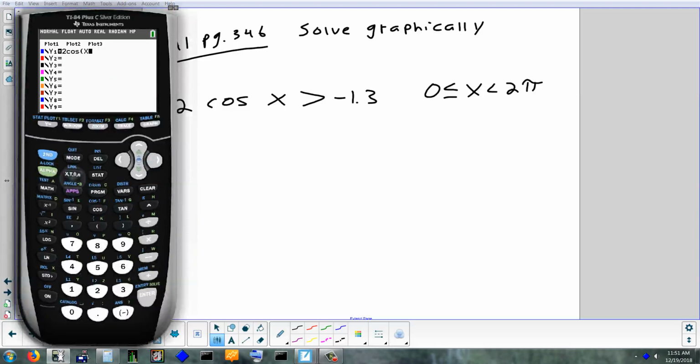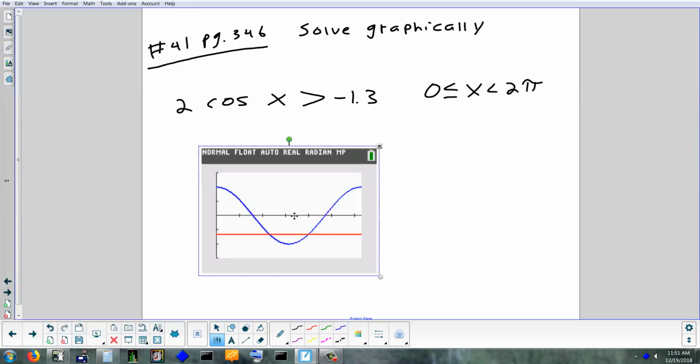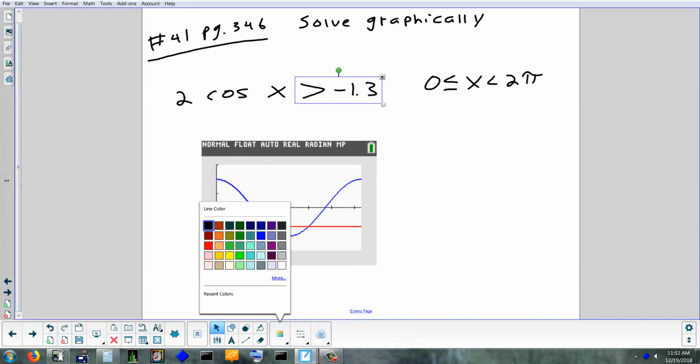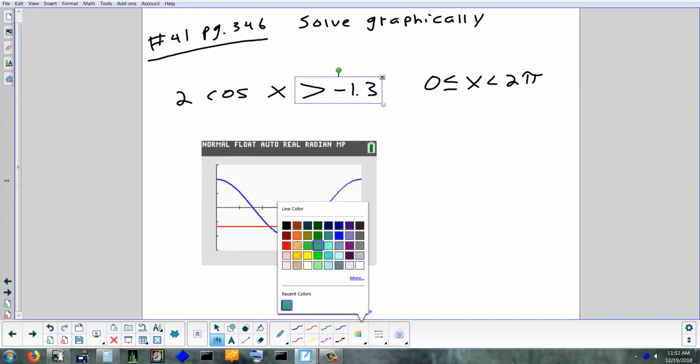Right, so let's graph that and figure out how to write our answer. So 2 cosine x and negative 1.3. Same window, 0 to 2 pi. Now, this is where it's going to get a little technical about including or not including the edge of the window. Okay, let's look at that. We're looking for where the cosine function, which was in blue, is above the graph in red. Does that ever happen? Twice. Yes. It happens twice, and I'm just going to highlight where it happens.